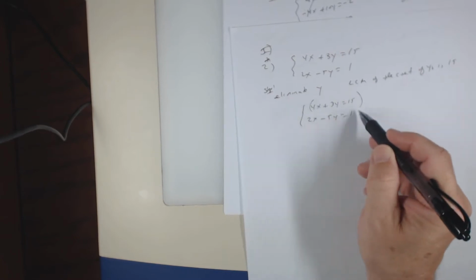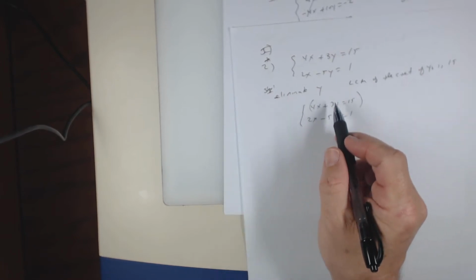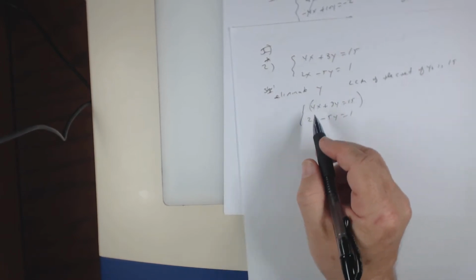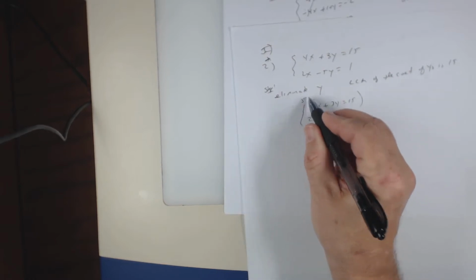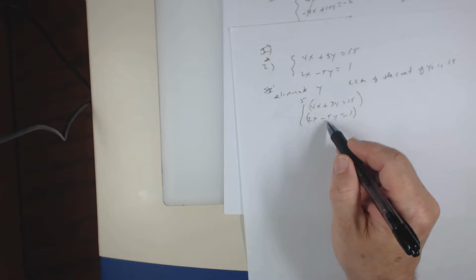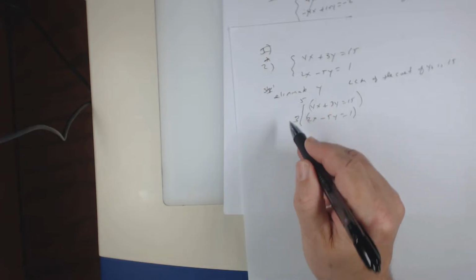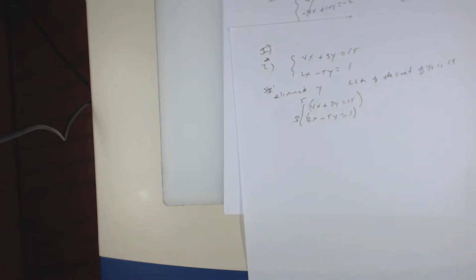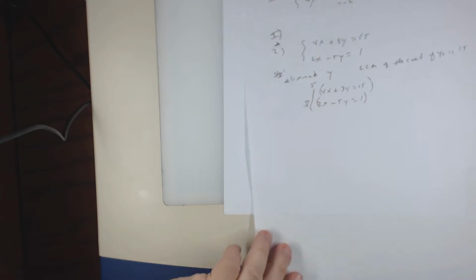Okay, so what do I need to multiply the first equation by to get this to be a positive 15? 5. So I'm going to put a 5 out here. What do I need to multiply this equation by to get a negative 15 here? 3. Okay, so I've got to multiply the first equation by 5 and the second equation by 3, and that will make the y's opposites. Now the next step is to go ahead and rewrite your system.